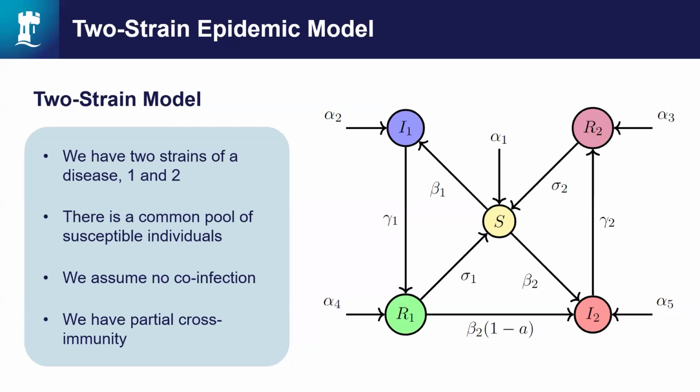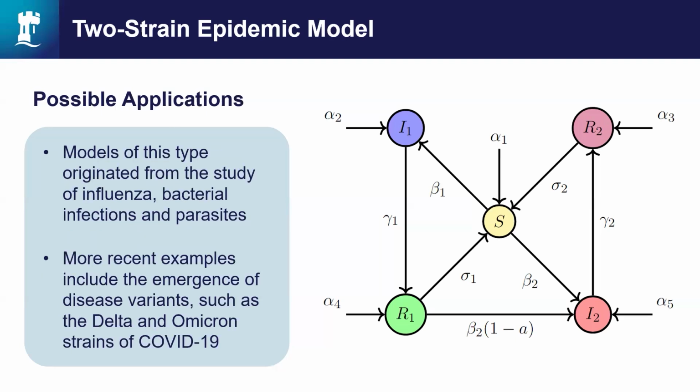We assume that there's a common pool of susceptibles. So we have two different strains that are going through the same population, or two different diseases that are going through the same population. We assume no co-infection, which means we can't have somebody who has both diseases at the same time. And then we also assume partial cross-immunity. So if we are recovering from the second strain, then we can't get infected with the first strain. But if we were recovering from the first, we could be infected by the second.